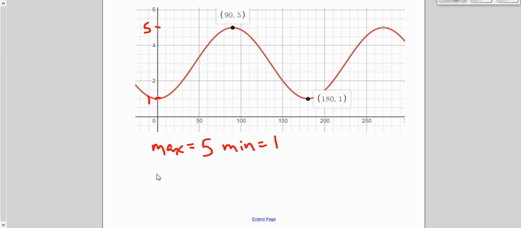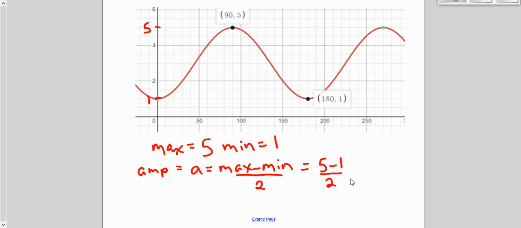Okay, so once you have your max and your min, from there we can find our amplitude. So our amplitude, of course, is A. It's the number that's out front of our equation. And to find your amplitude, you're going to take your max minus your min and divide by 2. In this case, 5 minus 1 divided by 2, which is 4 over 2, which is 2. So I have an amplitude of 2.